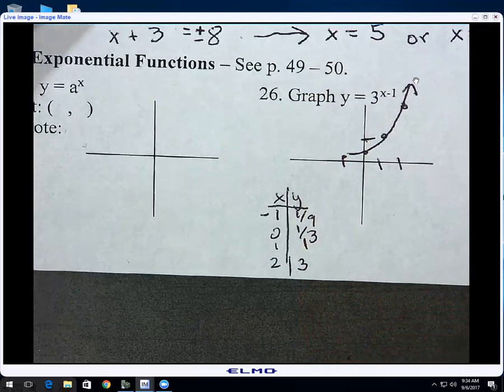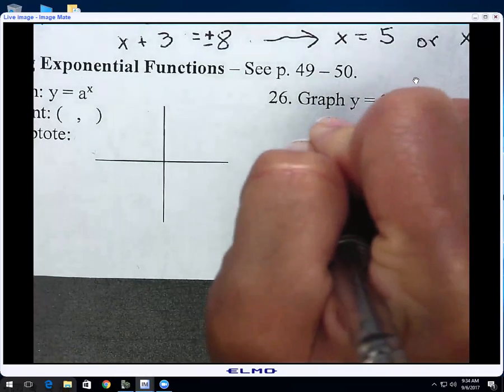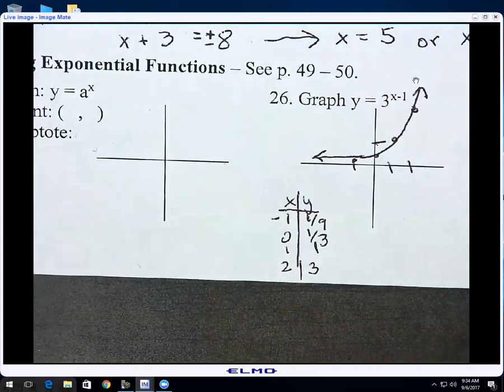What about as x's get infinitely small? 3 to the negative 3, 3 to the negative 4, 3 to the negative 5. Closer and closer to 0, am I ever going to get a negative answer? You can't raise 3 to a power and get a negative answer. Can you get 0? No, if you raise 3 to the 0, you get 1. And you can get closer and closer to 0, but you're never going to hit y equals 0. So this graph gets closer and closer to the x-axis.